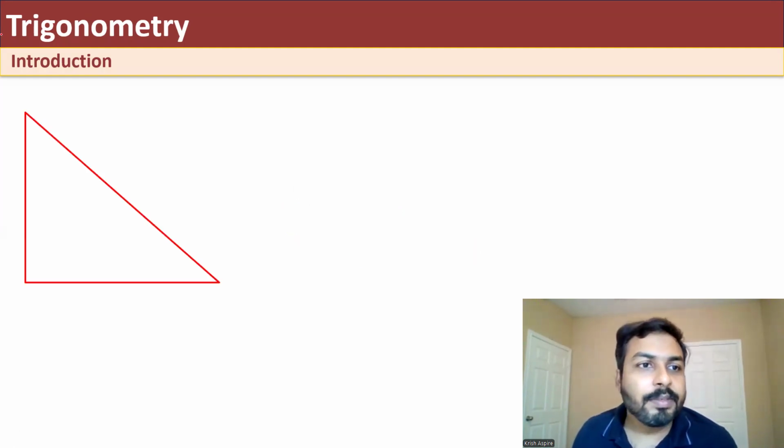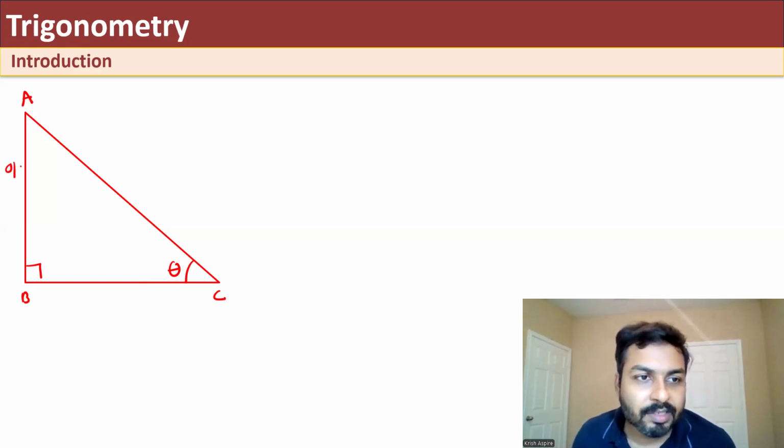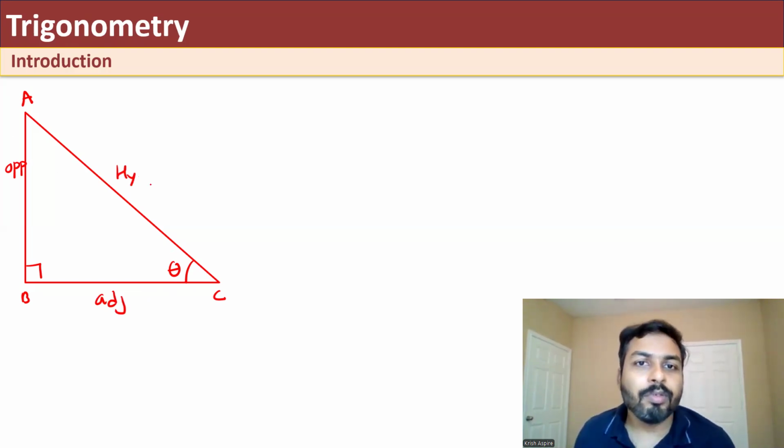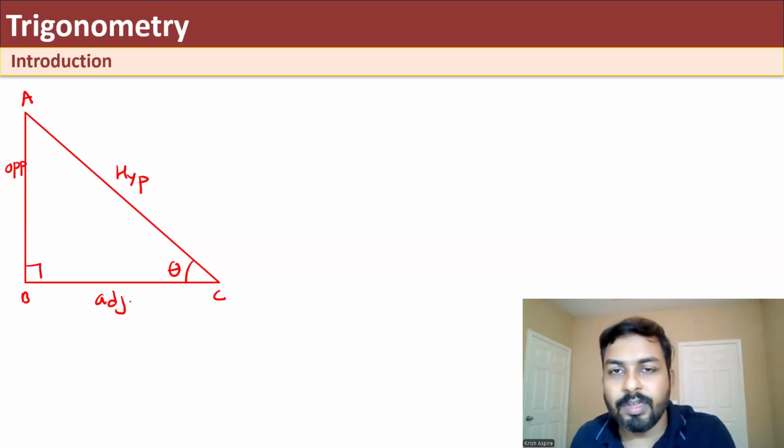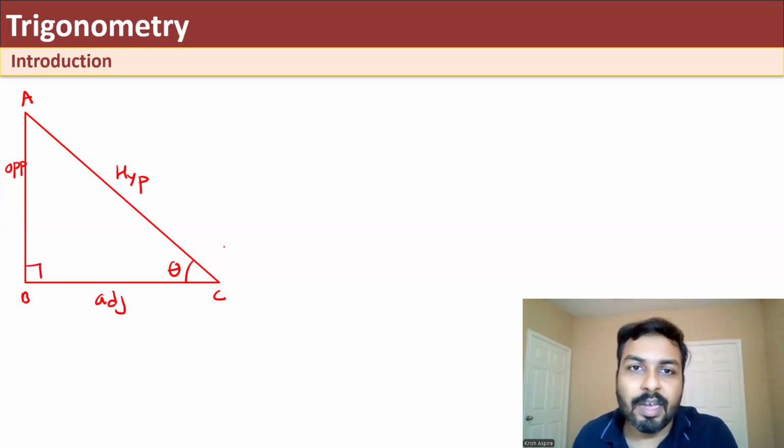So let me take a right angle triangle. This is 90 degrees. And let me take this as angle theta. If I consider this angle theta, then this will be the opposite side, the side opposite to the angle theta, and the side adjacent to this angle theta is called the adjacent side, and the longest side is called the hypotenuse. So the side opposite to angle theta is called the opposite side. The side adjacent to angle theta is called the adjacent side, and the longest side is the hypotenuse.